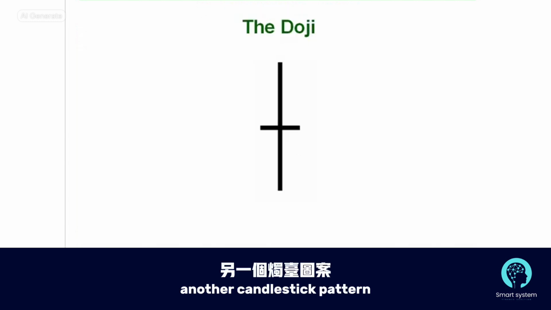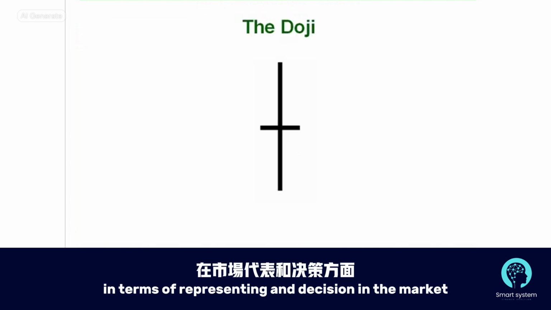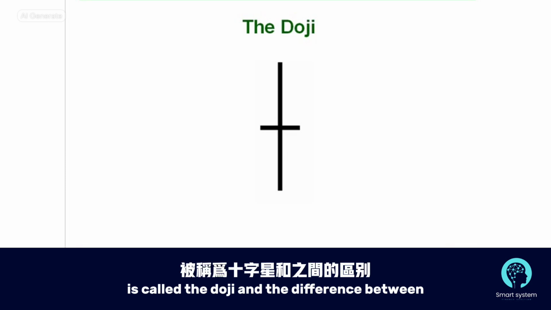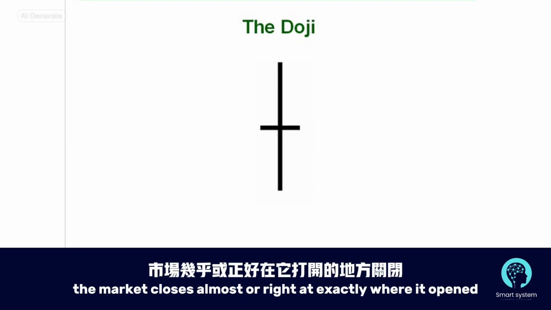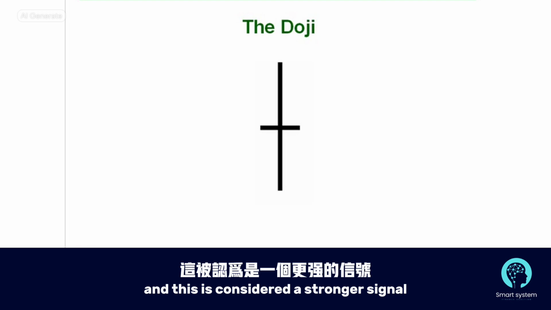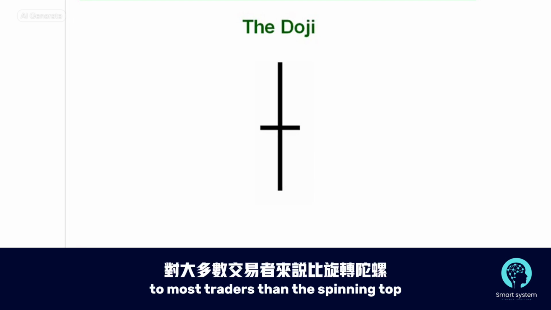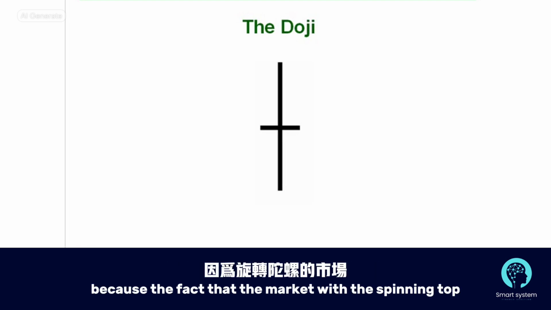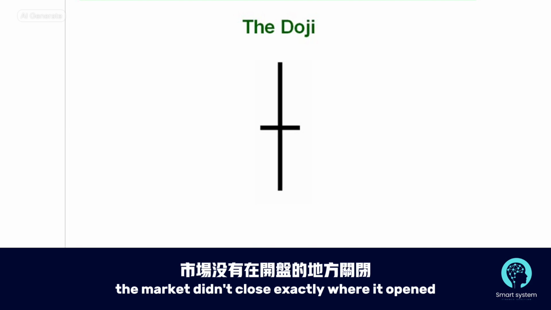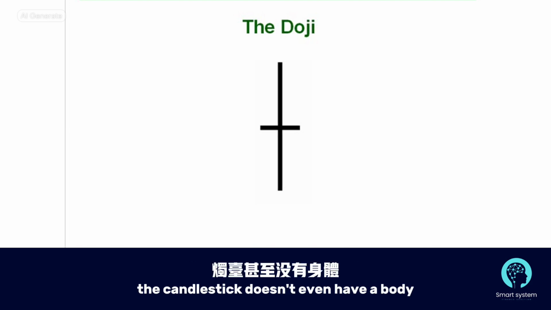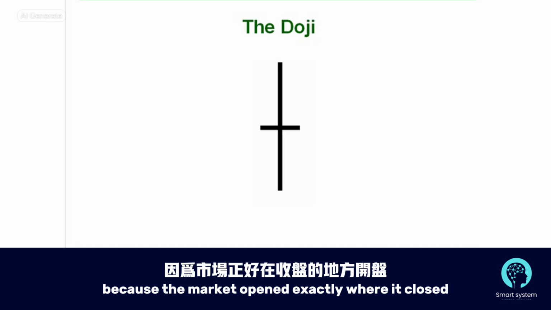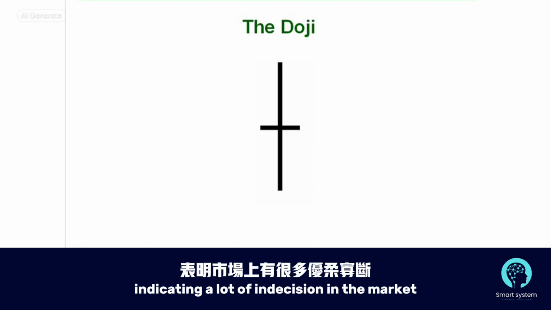Another candlestick pattern, which is similar to the spinning top in terms of representing indecision in the market, is called the doji. The difference between the spinning top and the doji is that with the doji, the market closes almost or exactly where it opened. This is considered a stronger signal to most traders than the spinning top, because with the spinning top the market didn't close exactly where it opened, so it has a body. Here the candlestick doesn't even have a body, because the market opened exactly where it closed, indicating a lot of indecision in the market.